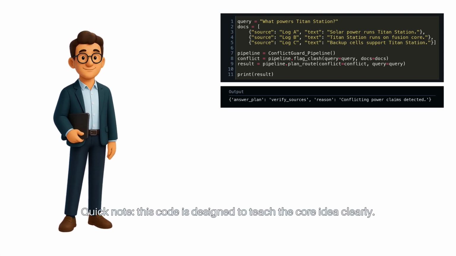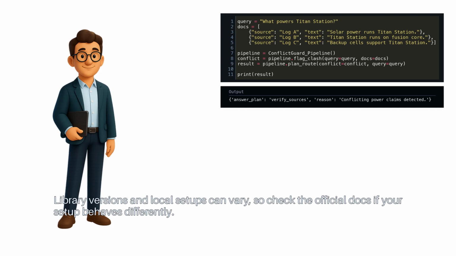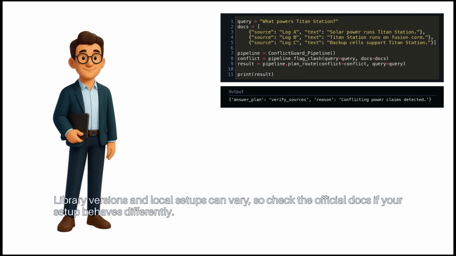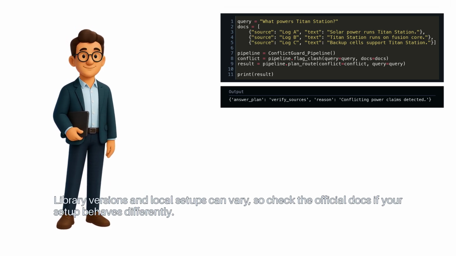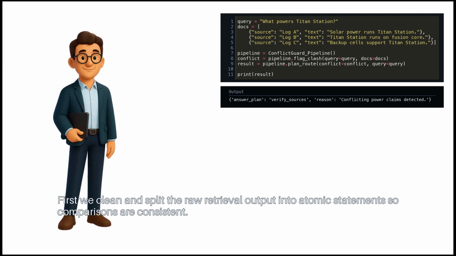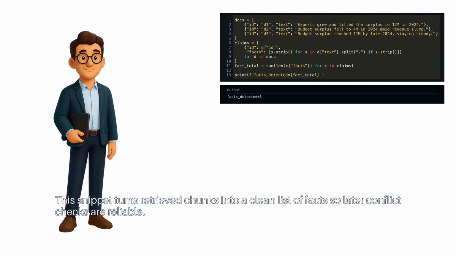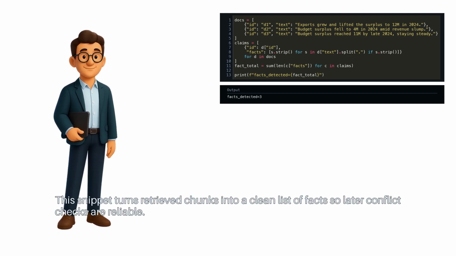Quick note: this code is designed to teach the core idea clearly. Library versions and local setups can vary, so check the official docs if your setup behaves differently. First, we clean and split the raw retrieval output into atomic statements so comparisons are consistent. This snippet turns retrieved chunks into a clean list of facts, so later conflict checks are reliable.